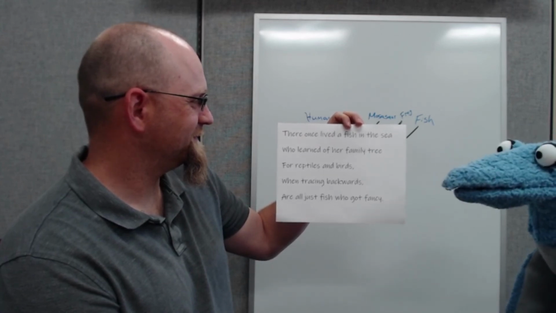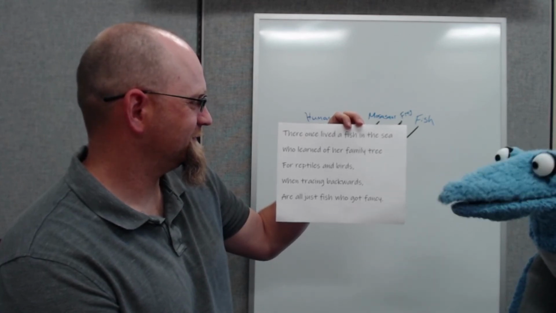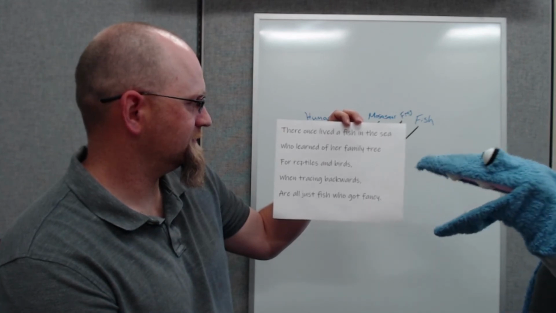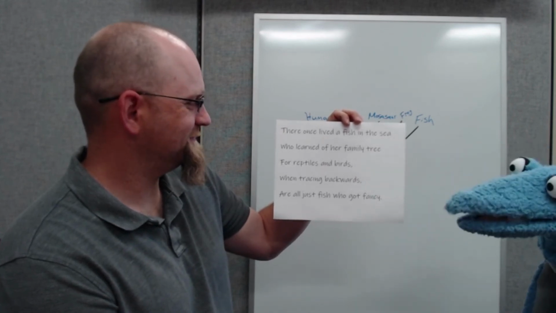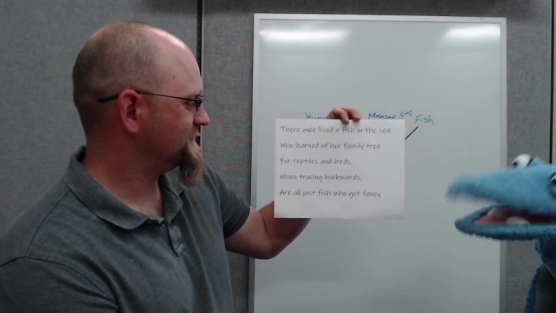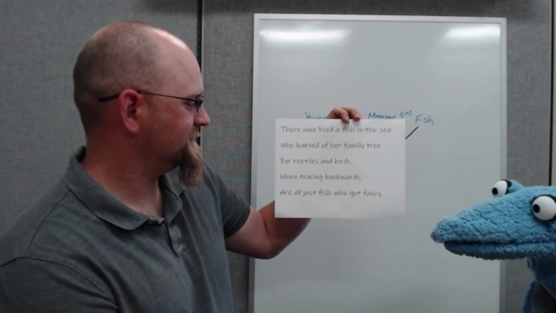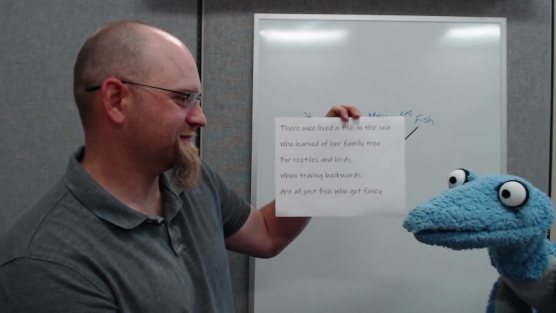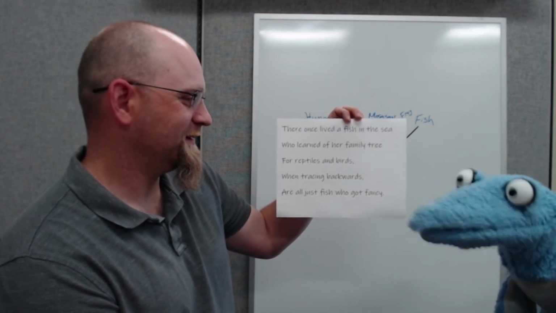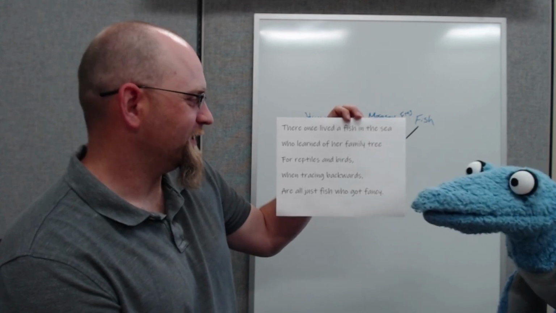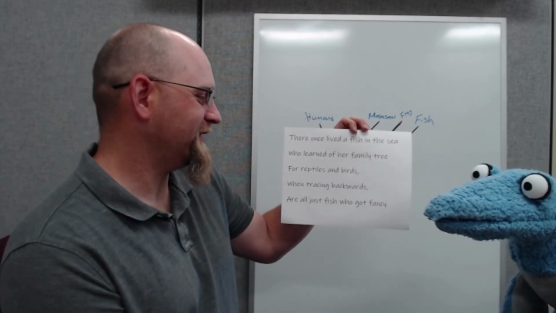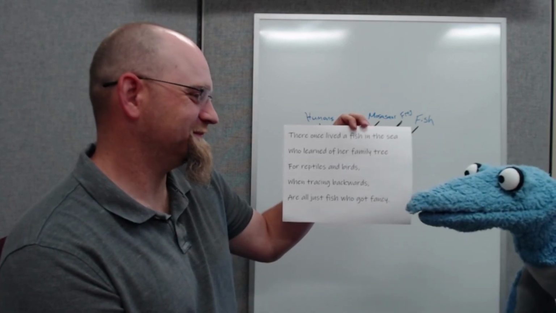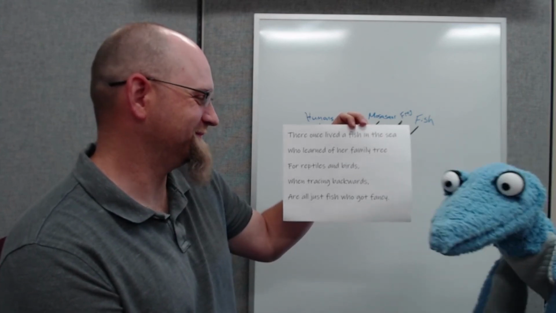There once lived a fish in the sea who learned of her family tree. For reptiles and birds, when tracing backwards, are all just fish who got fancy. Nice. I like it. Both very acoustically pleasing and accurate. Ha! Science meet poetry.